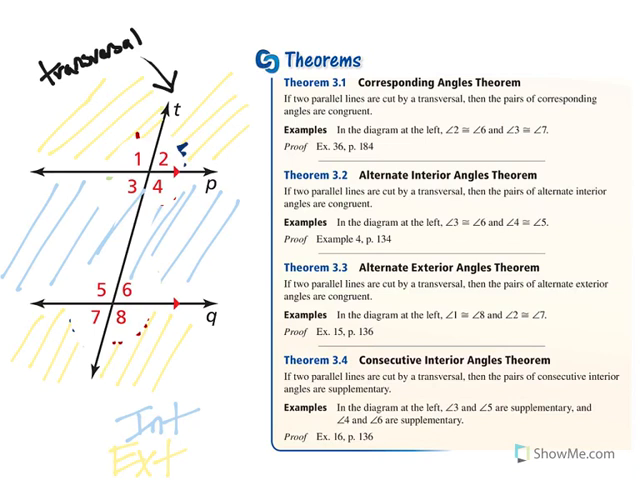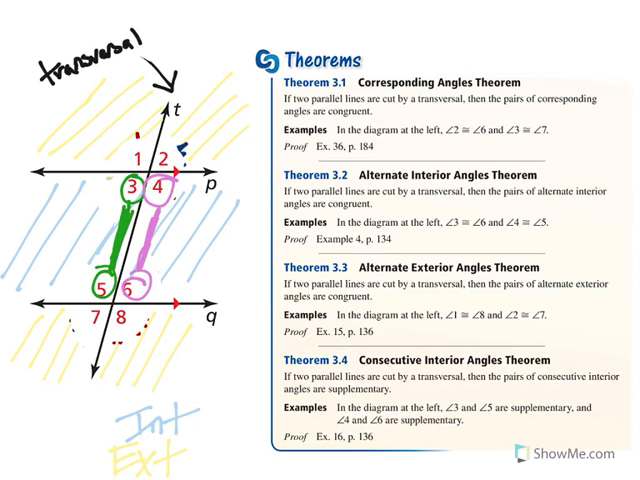So if I'm looking at the interior, my same side is going to be like 3, same side. I'm not going to cross my transversal, and so I'm going to have 3 and 5. Same side on the other side of my transversal is going to be 4, same side down to 6. And I'm told these ones are going to be supplementary. They're not going to be congruent like the other 3.